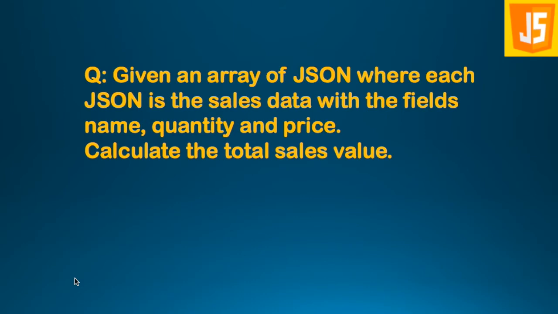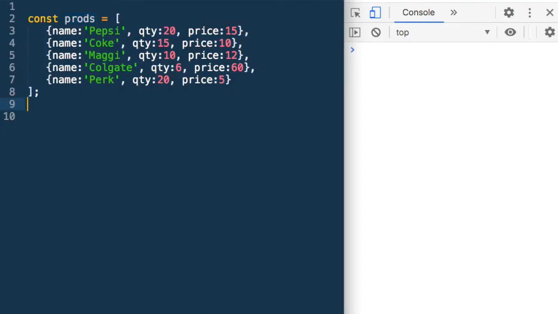Given an array of JSON where each JSON is the sales data with the fields name, quantity and price, we need to calculate the total sales value. So we have been given this array of products with each JSON having the fields name, quantity and price. And what do we want to find? The total sales value. So we can say prods.reduce, function accumulated, current. And what are we accumulating? The total sales value.